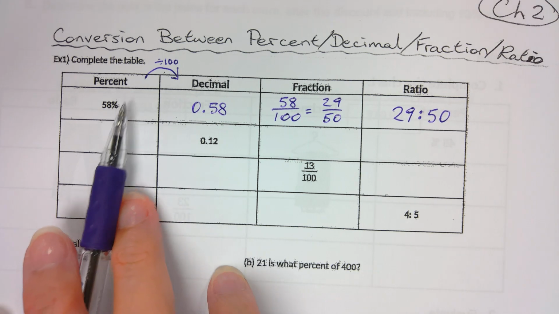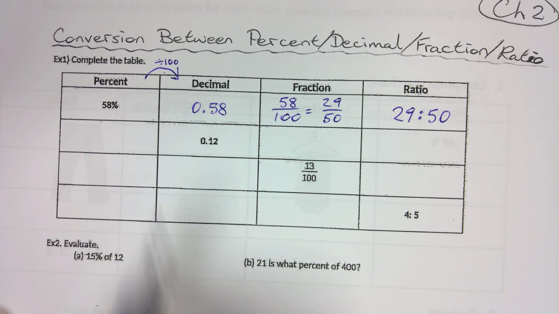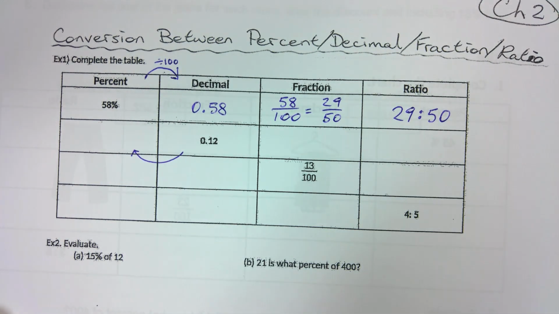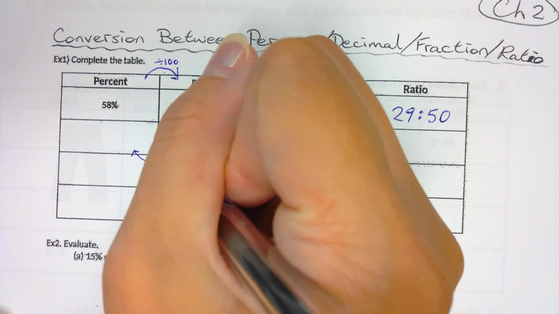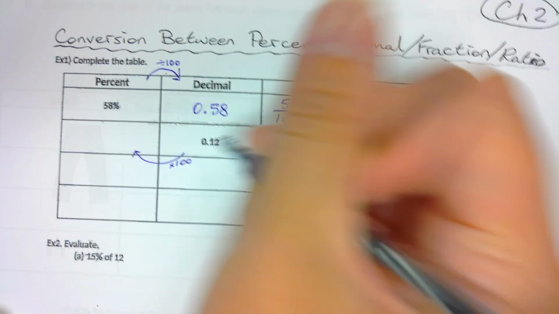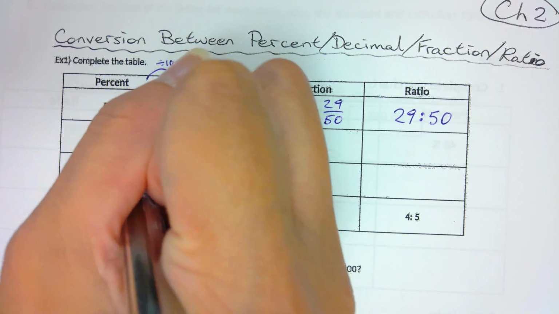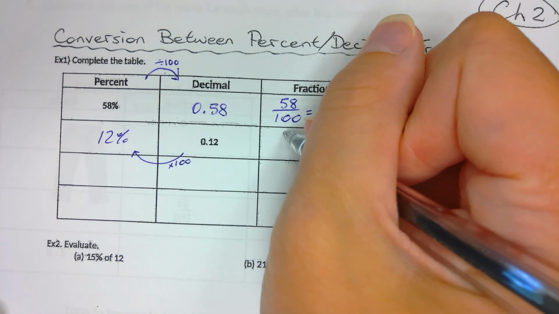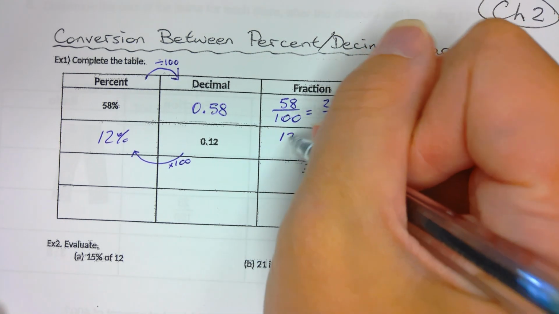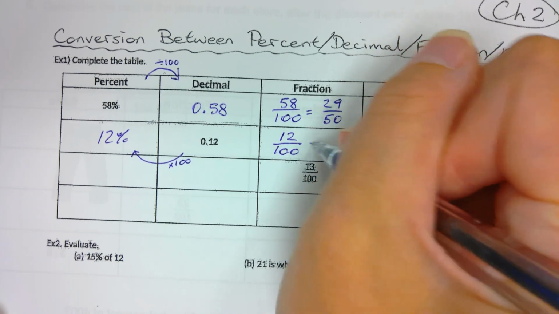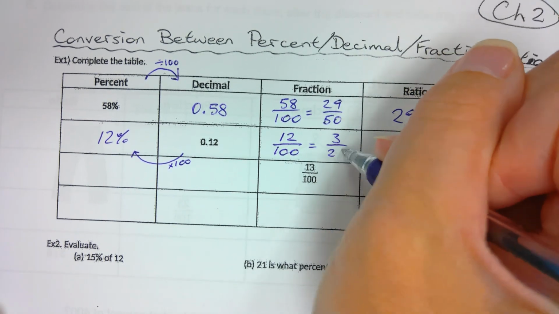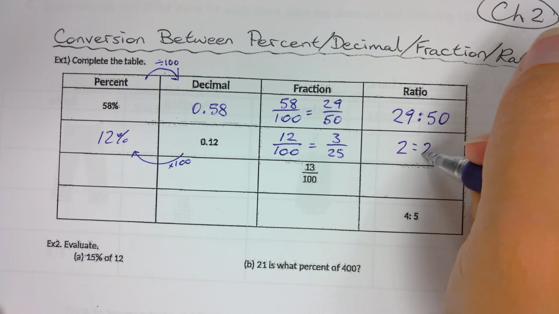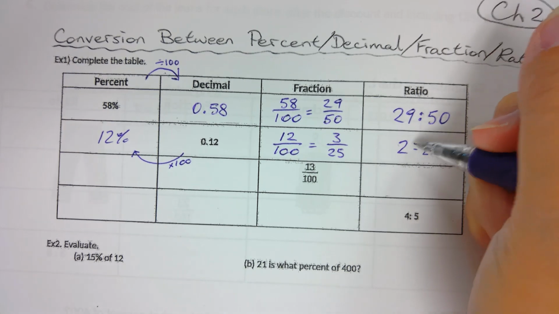So if percent to decimal is divide by 100, how do you go from a decimal to a percent then? Yeah. Times it by 100. Okay, and so you get 12%. Okay, now as a fraction, that's 12 over 100, and when you reduce it by 4, you get 3 over 25. So the ratio is 3 to 25.